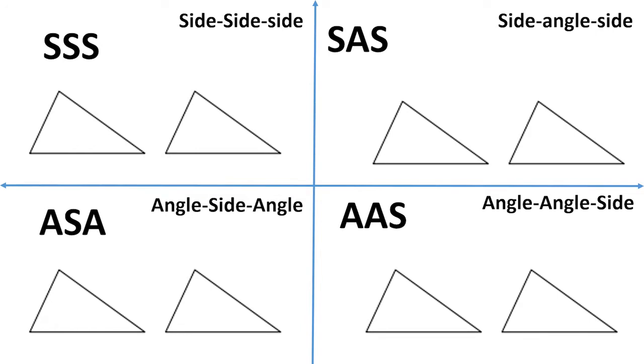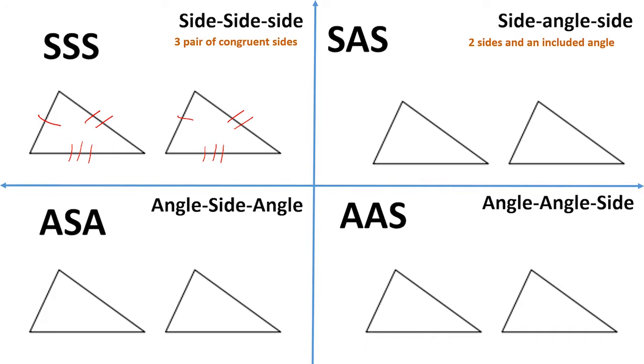The first one is side, side, side. And that's basically, you have three pairs of congruent sides. And so if we look here, we can say that these two sides would be congruent along with these two sides. And at the bottom, we have those pair of congruent sides. So three congruent sides.